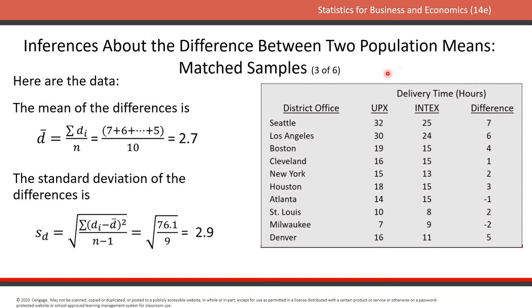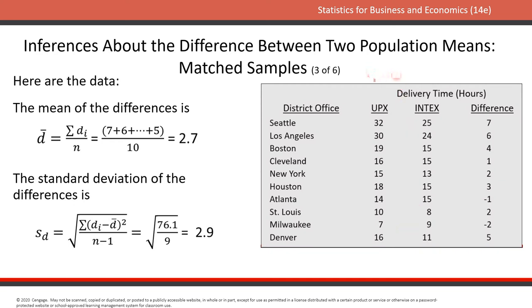That sounds a bit semantic, and it is a bit. Again, what this is doing is removing the individual city differences. Seattle is taking a lot longer than Milwaukee, but I don't really care about that. The fact that Seattle took longer for both companies, that's not what I really care about. What I care about is which company is more. So the fact that Seattle had a difference of 7 hours between UPX and Intex is more meaningful than the fact that Seattle on average takes 28 hours and Milwaukee on average takes 8 hours.